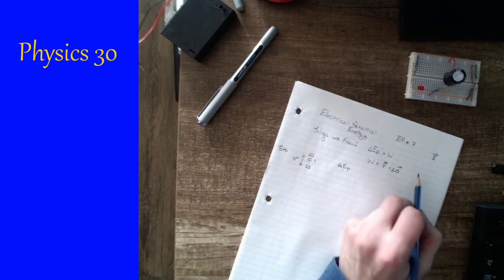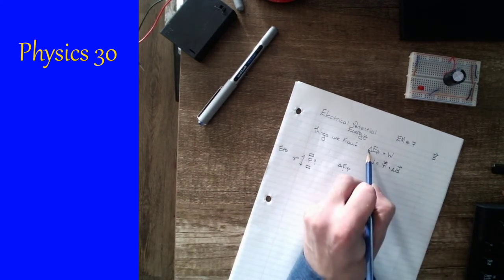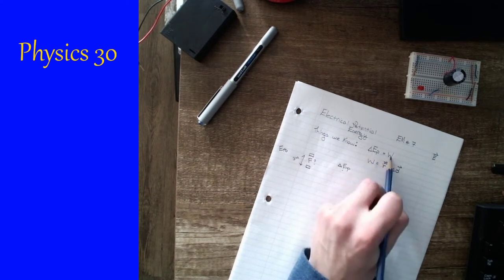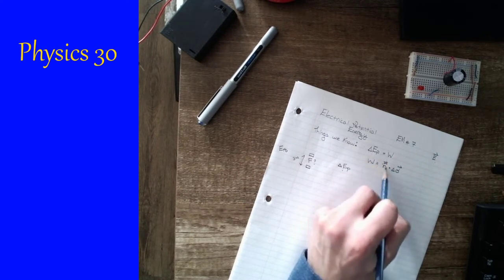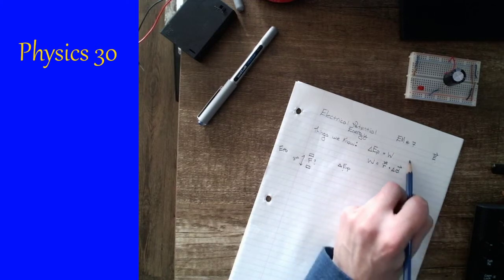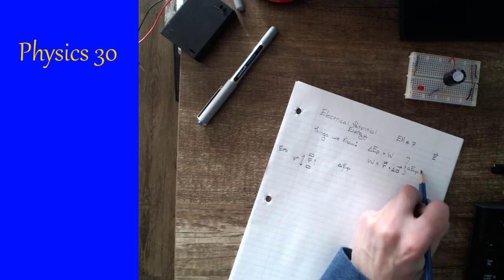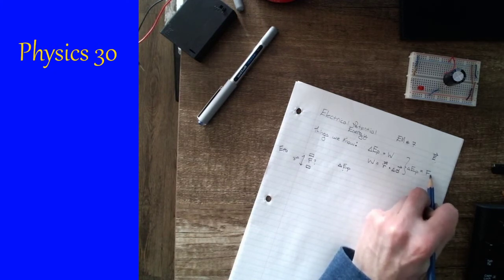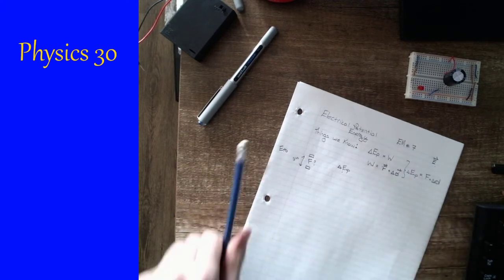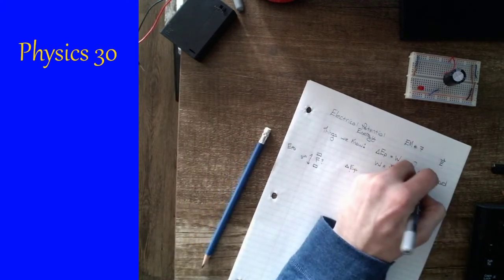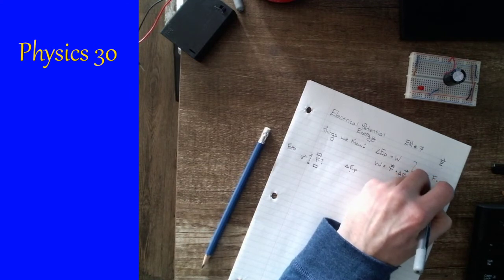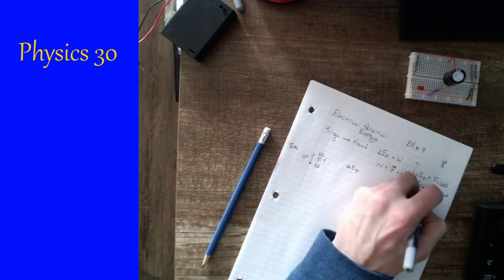Now, what we may also want to say is, okay, well, if the change in potential energy is equal to the work done, and the work is equal to the force multiplied by the displacement, is it okay to say that the change in electrical potential is equal to force multiplied by delta D? And the answer to that question is sometimes. But not always.